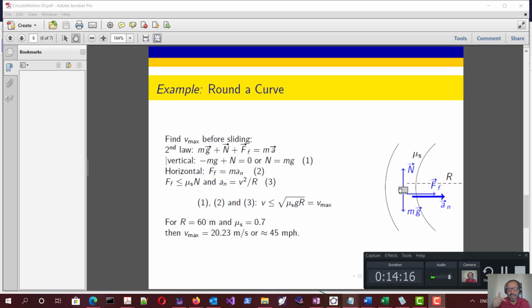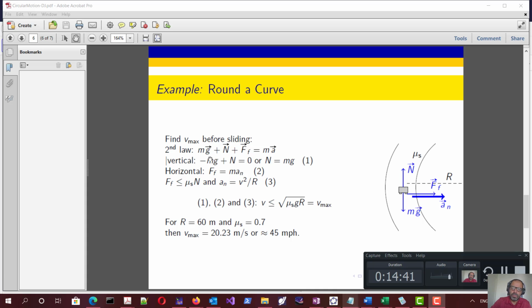There is the force of gravity pointing down, there is the normal force pointing upward, and there is the force of friction, which is pointing toward the center of the curvature, because the car, if it slides, it's going to slide this way, so the friction will prevent it by applying a force opposite to the direction of motion, or the intended direction of motion. We don't want it to slide. If we slide, we have a problem. So basically, at this point, it's static friction, not kinetic friction.